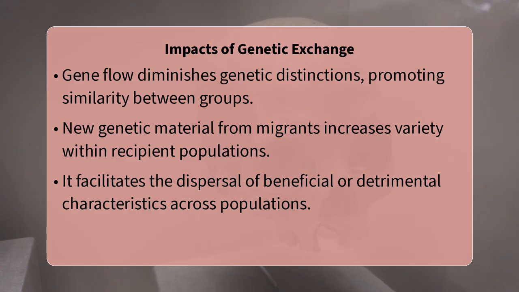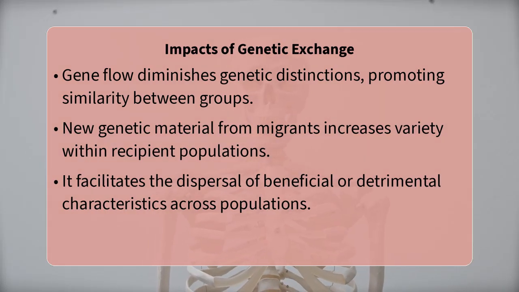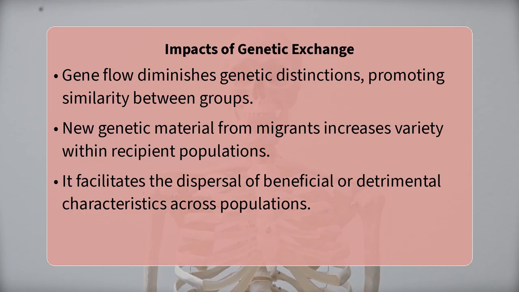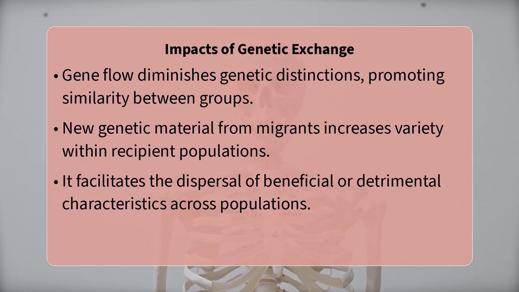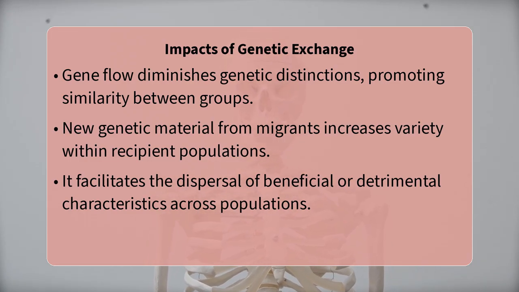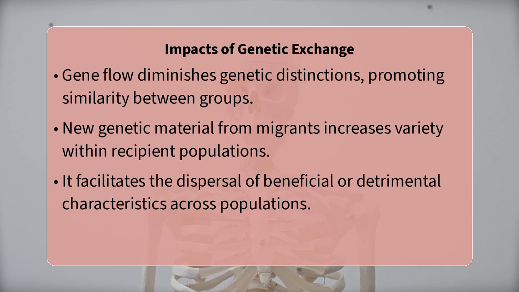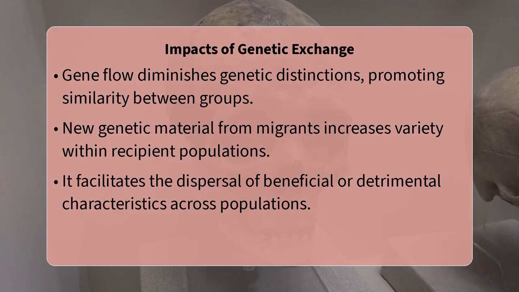Firstly, it tends to reduce genetic differences between populations. Imagine two populations that were once isolated and began to diverge genetically. If gene flow begins, the continuous exchange of genes will make their genetic compositions more similar over time, leading to a process known as genetic homogenization.